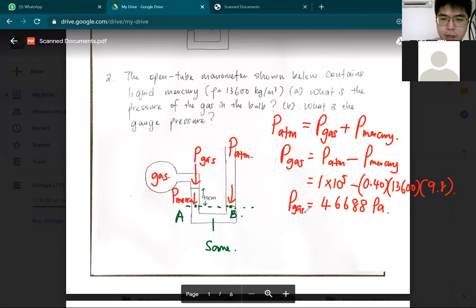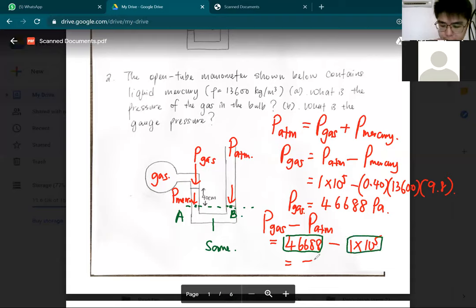That is the pressure of the gas. Now calculate the gauge pressure. We take the pressure of gas minus the atmospheric pressure, equals 46688 minus 1 times 10 to the power 5. And you get a negative because this pressure of gas is smaller than the atmospheric pressure. So you get negative 53312 Pascal.